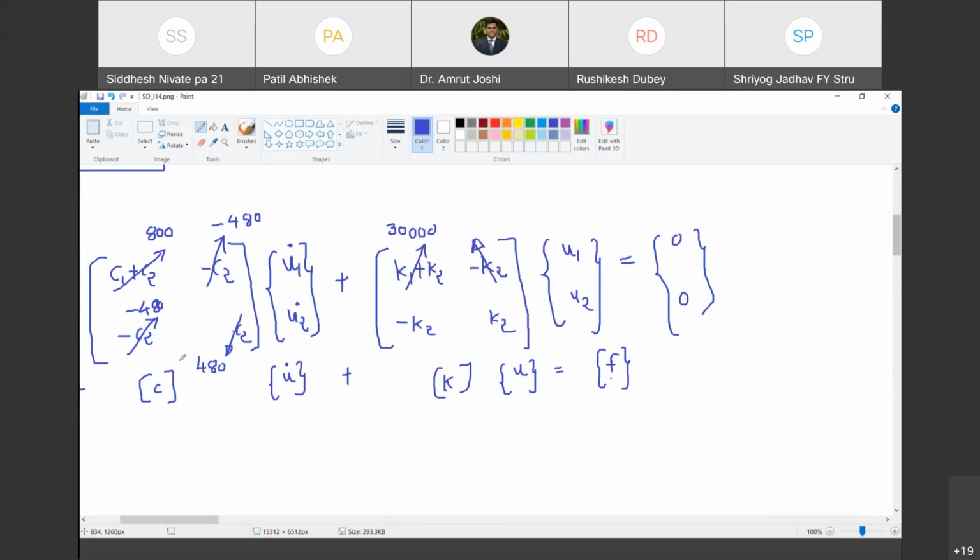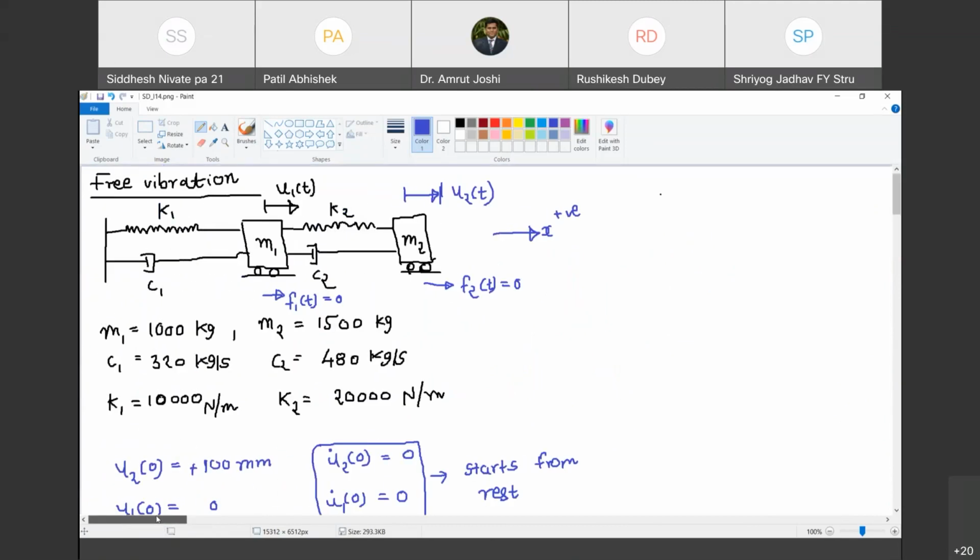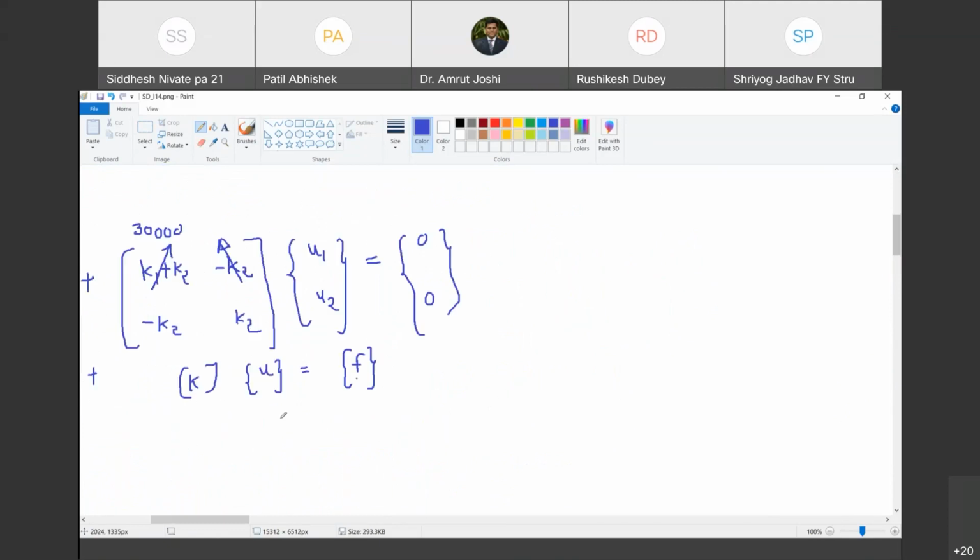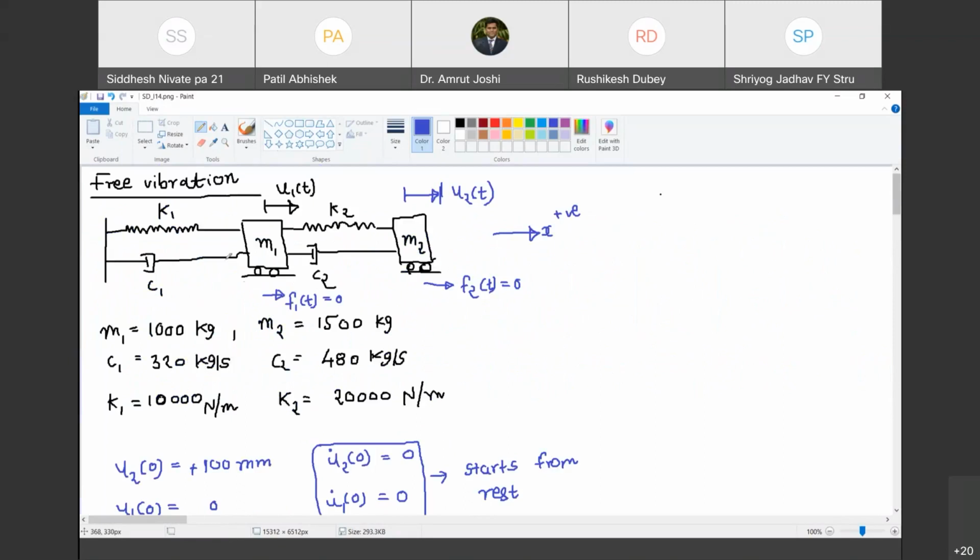What is the value of K2? 20,000. So this element here is going to be minus 20,000. This is also minus 20,000. And this is plus 20,000. Agreed? Yes, sir.